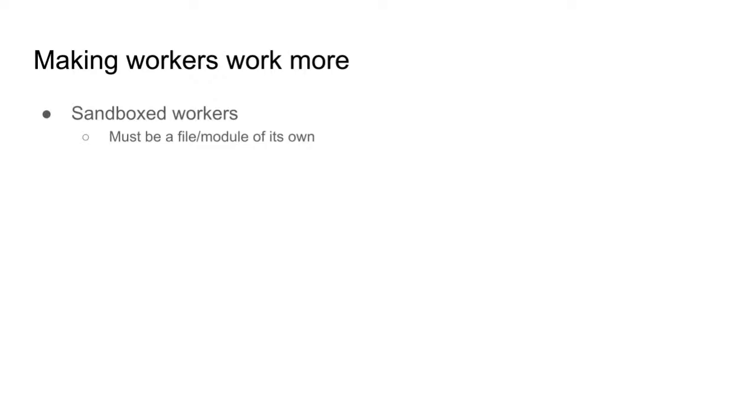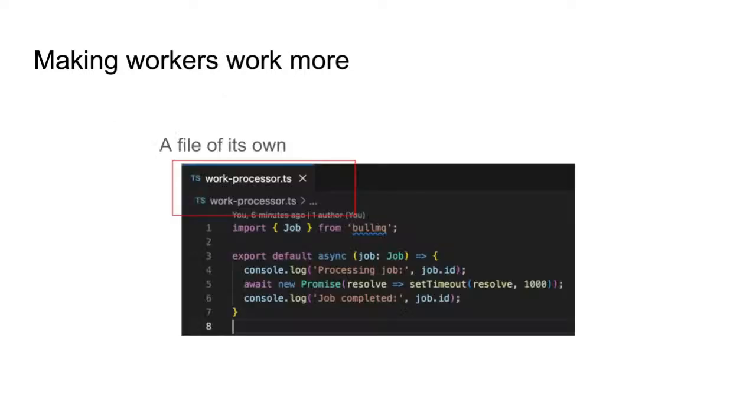To have a sandbox worker, we must extract the job handler to a file of its own, a module of its own. Then we need to export the handler function, similar to this. I've grabbed the handler function that we had declared inline with the worker, but now I have this worker processor.ts file.